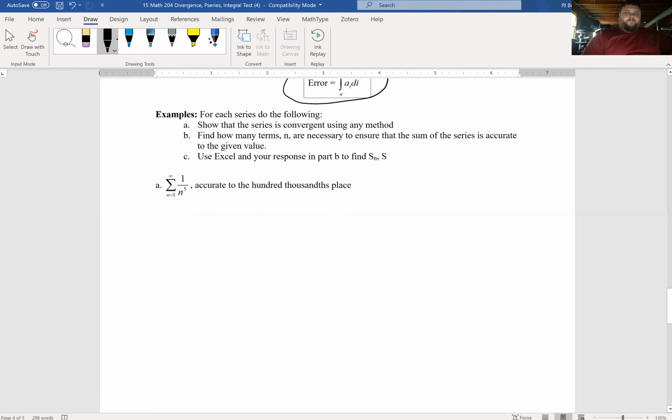All right. So first we need to prove, is this series convergent? Well, to me, this looks like a p-series where p equals 5. And if p is greater than 1, then it converges. So for part A, convergent by p-series.